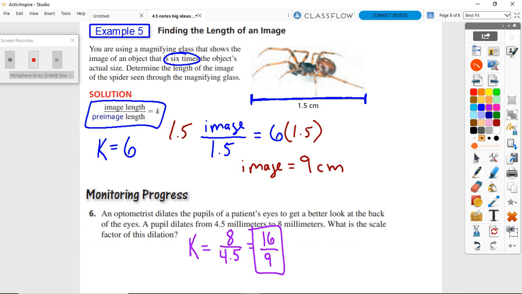So there is our scale factor for this particular dilation for the pupil in the patient's eyes. All right, so that's a wrap on dilations, party people.